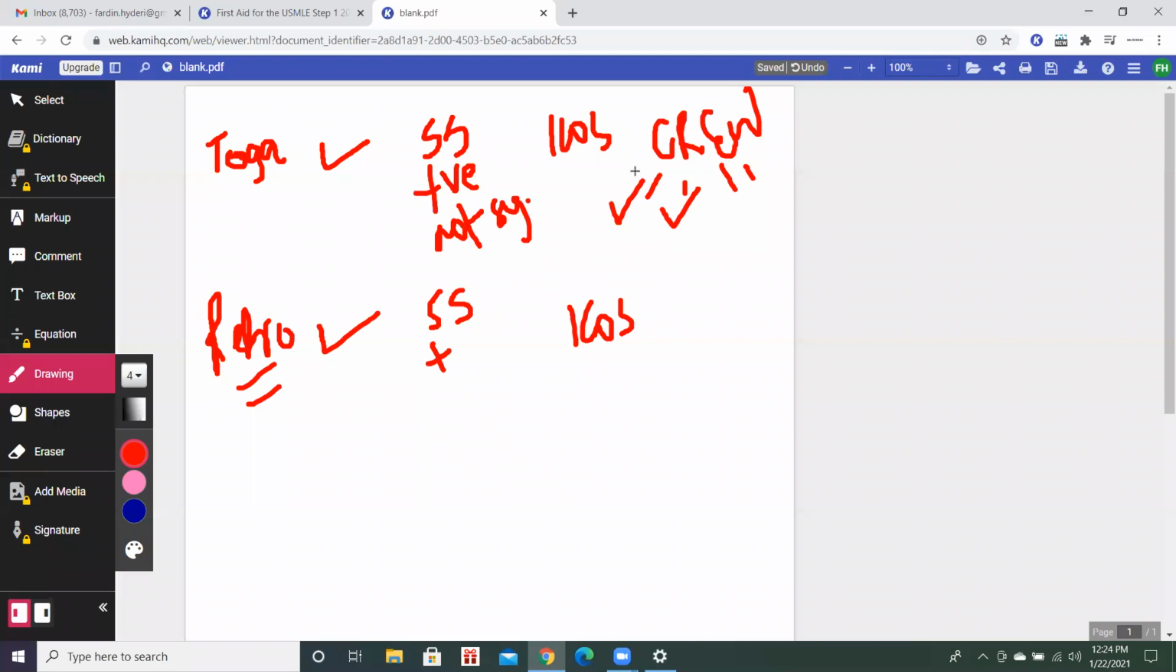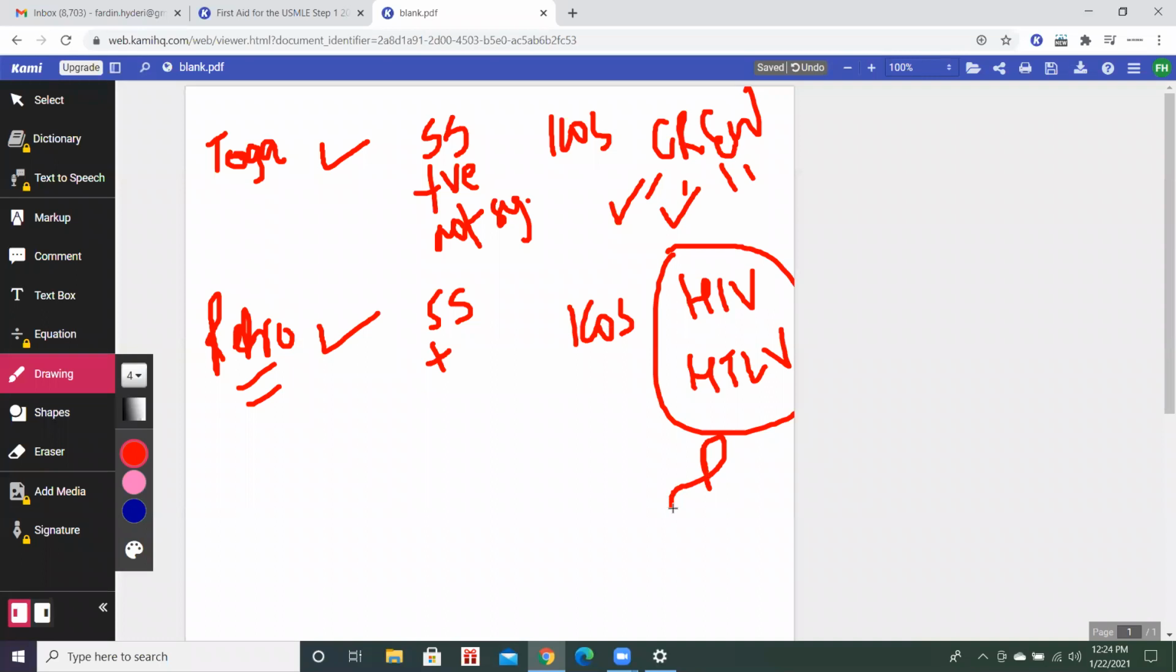Next one is the names of the viruses, right? The names of the viruses are HIV and human T-cell lymphotropic virus. These two viruses have a very important enzyme. Can anyone name the enzyme? Good. Reverse transcriptase, okay? The enzyme is reverse transcriptase. So with that being said, I guess we have covered almost everything from that table.